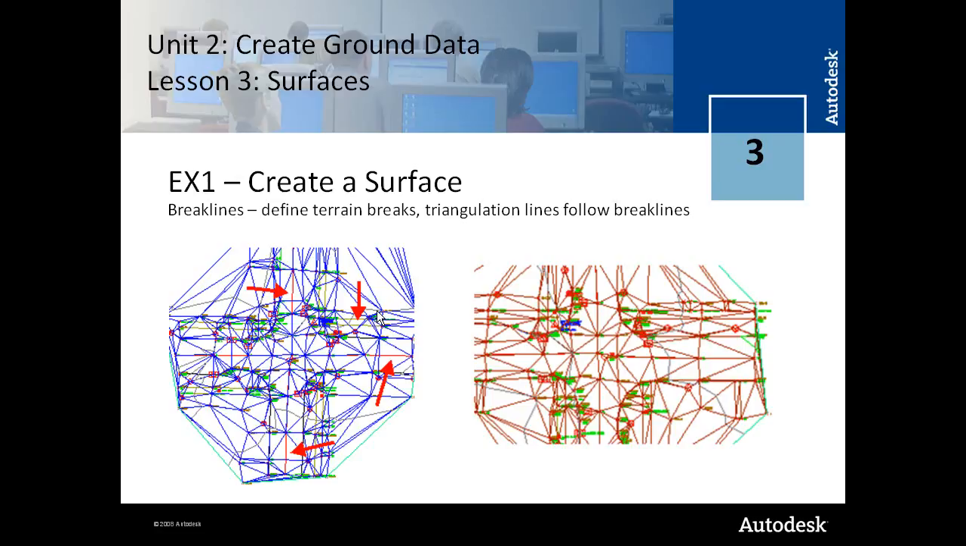Here's an example where there's no break lines defined. You can see the triangulation does not follow the crown. This is a problem because if we were to create a sample line across here for a cross section, you're going to miss the crown of the roadway. And here's an image that shows the break lines formed correctly.